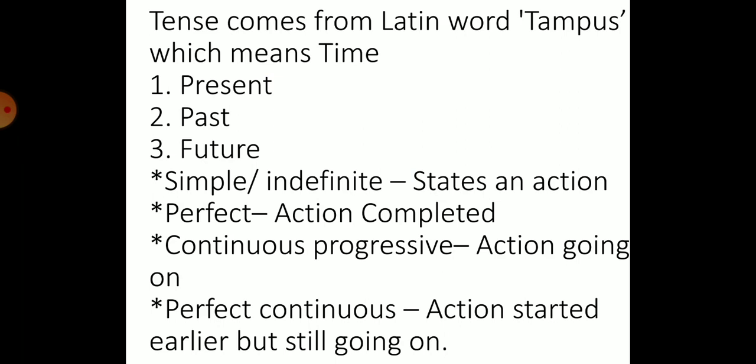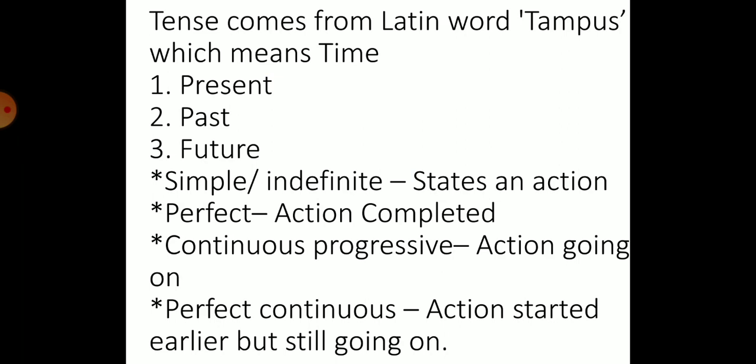Next one, perfect. But this time we shall not call it perfect present but the other way round. We will say present perfect, past perfect, and future perfect. And what does it indicate? It indicates that the action is completed. And the next one is continuous or progressive. We shall name them present continuous or present progressive, past continuous or past progressive, future continuous or future progressive. It indicates an action which is going on.